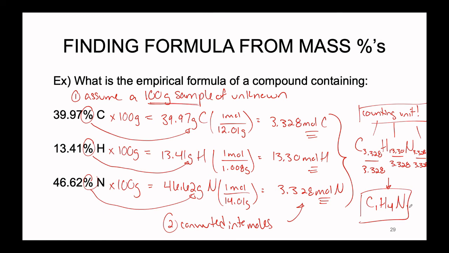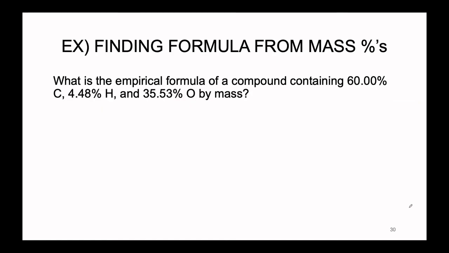All right, so now that we've worked through an example together, I would like you guys to pause the video and try an example by yourself. So what is the empirical formula of a compound that contains 60% carbon, 4.48% hydrogen, and 35.53% oxygen by mass?